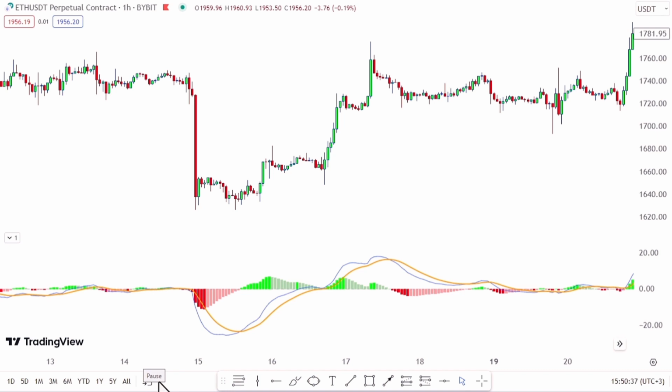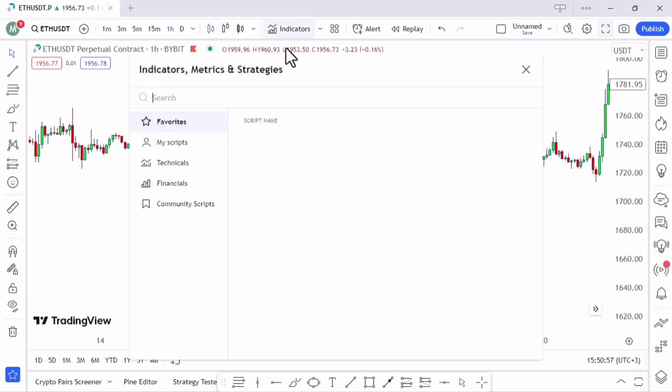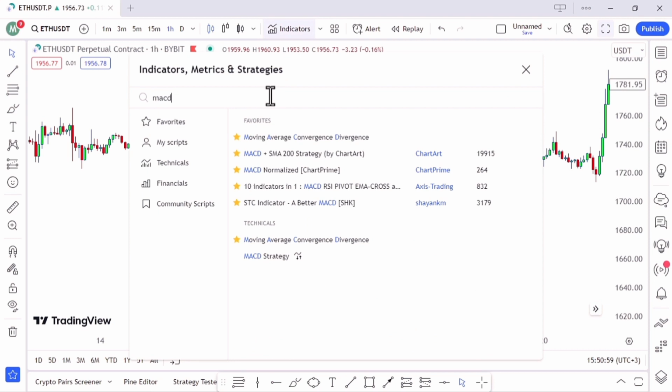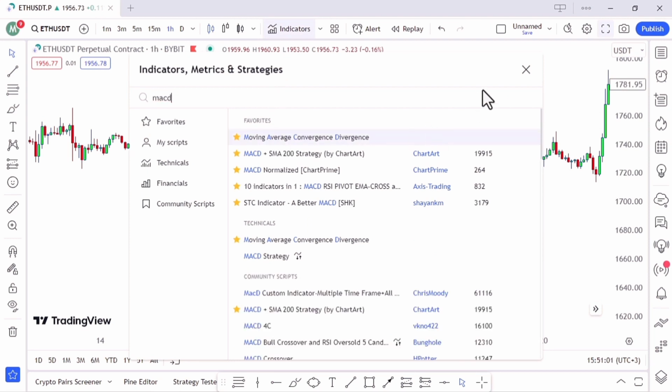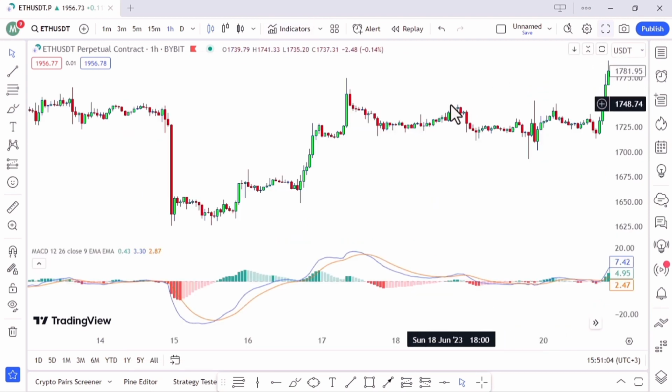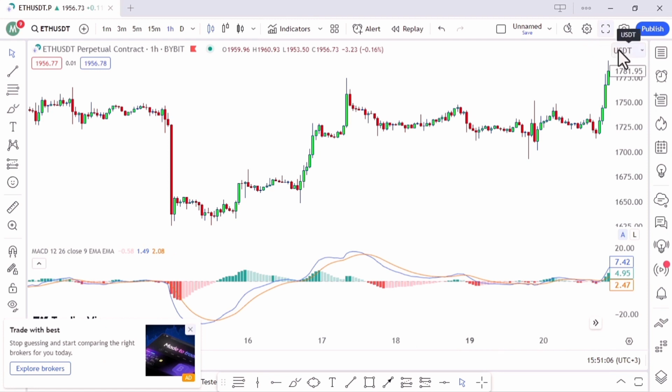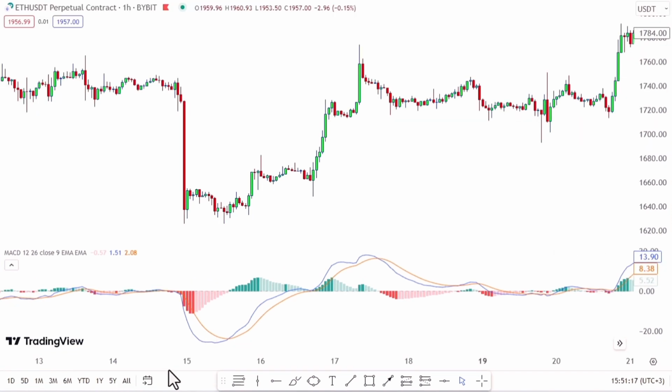So first, let's apply it to the chart. What you want to do is go to the indicator section, type in MACD and click on this one here. Now, before we start, we first need to know how the MACD works. To put it quickly, we can see here there are four components to the MACD.